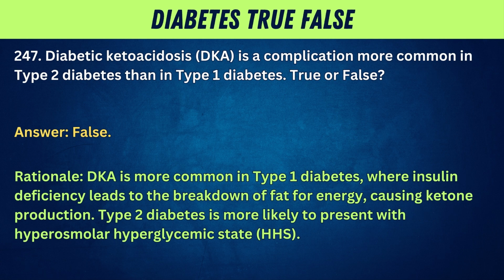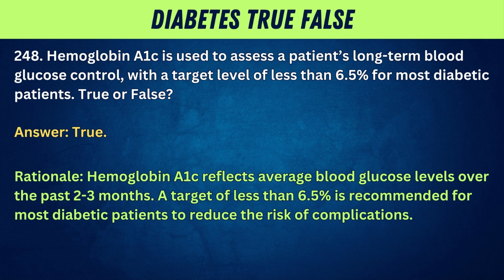247. Diabetic ketoacidosis, DKA, is a complication more common in type 2 diabetes than in type 1 diabetes. True or false? Answer: false. Rationale: DKA is more common in type 1 diabetes, where insulin deficiency leads to the breakdown of fat for energy, causing ketone production. Type 2 diabetes is more likely to present with hyperosmolar hyperglycemic state, HHS.